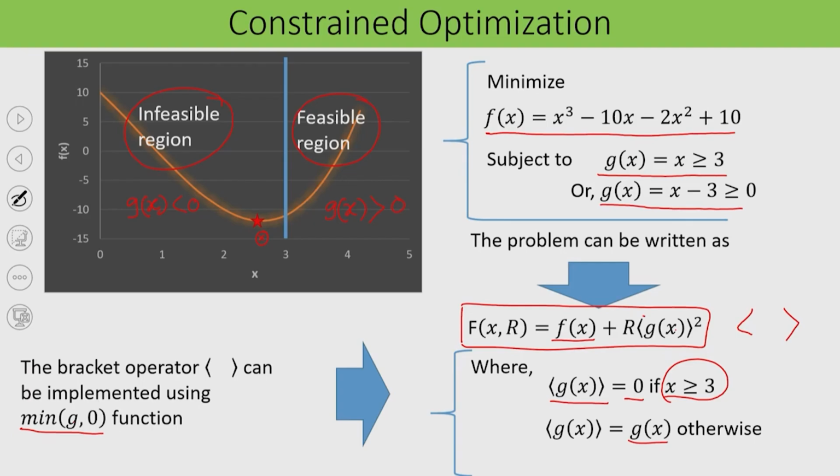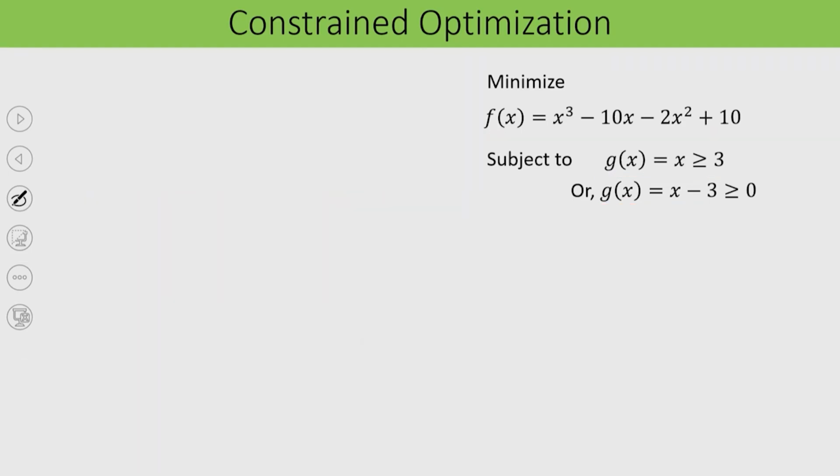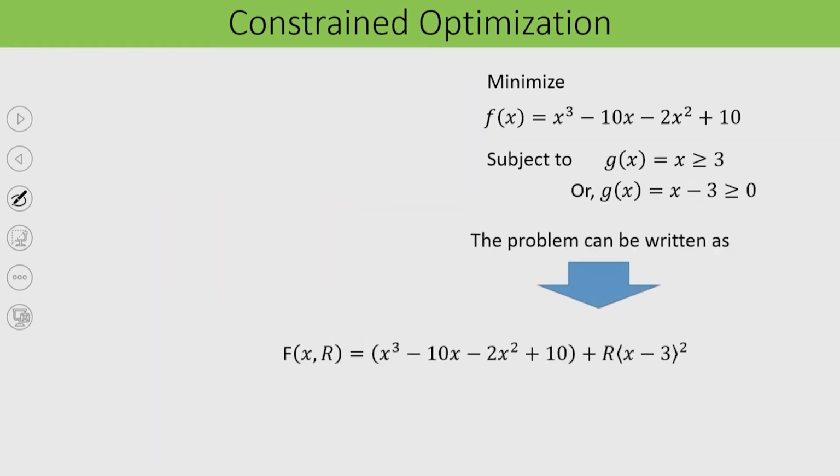So what does it mean? With this transformation, we are penalizing the solution in the infeasible region, because I do not want my optimal solution to be in the infeasible region. Just to avoid the infeasible region, I am putting a penalty on those solutions. So this bracket operator is giving the penalty.